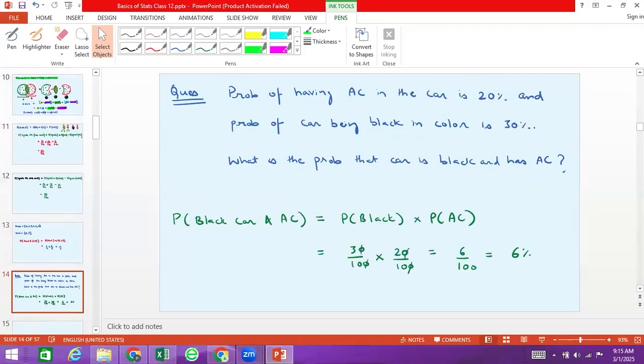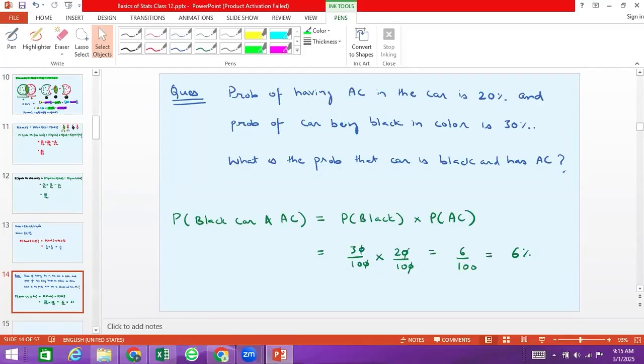Probability of having AC in the car is 20%, and probability of the car being black in color is 30%, right? And let's assume there is no relation between having an AC in the car and the color of the car. Like it's not that if the color is black, then there will be a high probability of having AC in the car. Nothing like that. So color of the car and AC in the car are two independent events here. Now someone is asking you, what is the probability that the car is black and has AC in it?